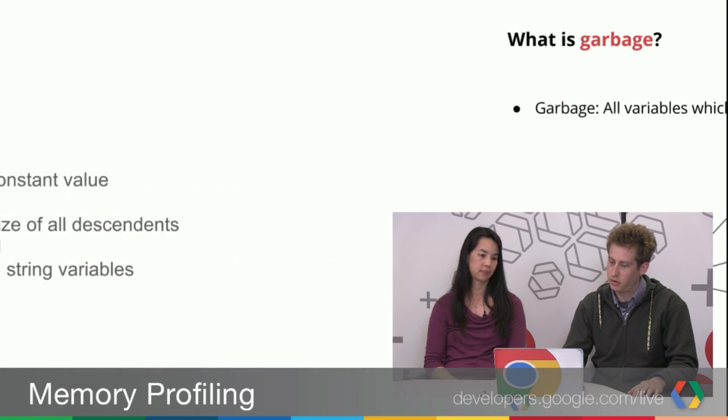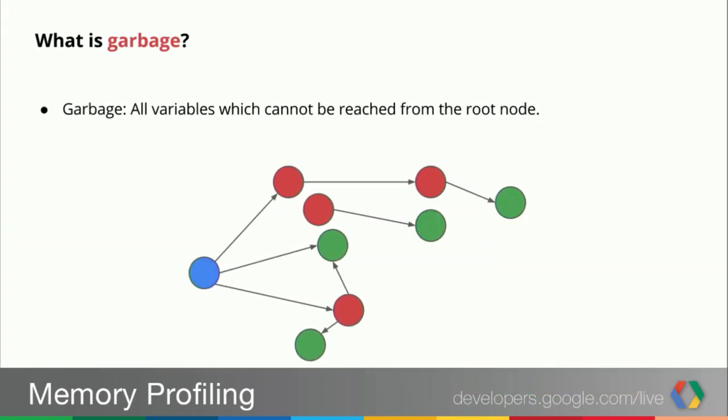So here we go. What exactly is garbage? Well, the definition of garbage is any variable and all variables which cannot be reached from the root node. So in this diagram here, I've highlighted the two nodes which are garbage. The red node is referencing the green node, but there is no path from the blue root node to that red node, making both the red and the green node into garbage.